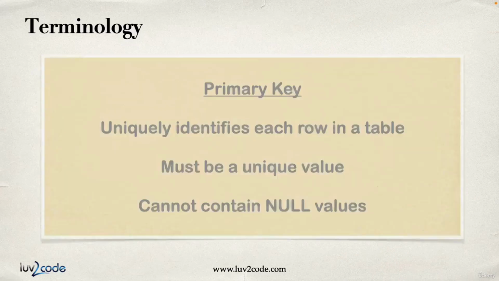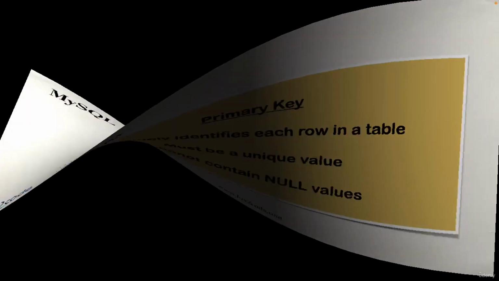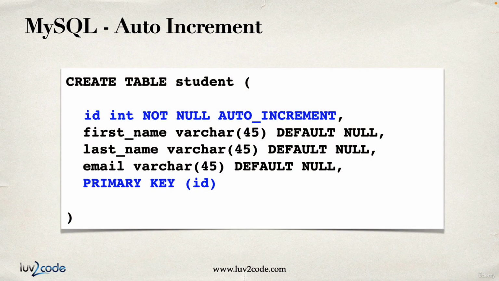Here's another term here, primary key. So the primary key uniquely identifies each row in a table, must be a unique value, and it cannot contain null values. In the MySQL database, we can make use of an auto increment. So we can define our primary key, and then we can specify that it's an auto increment.